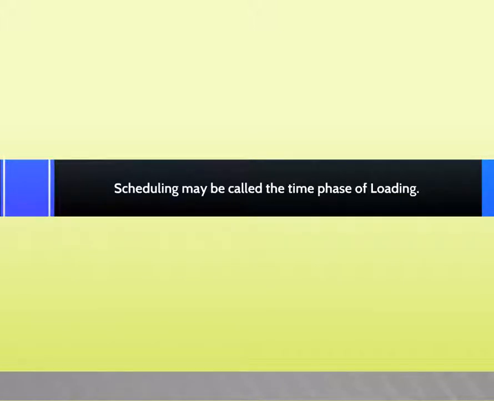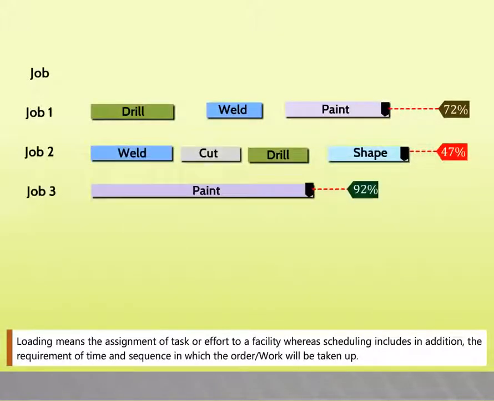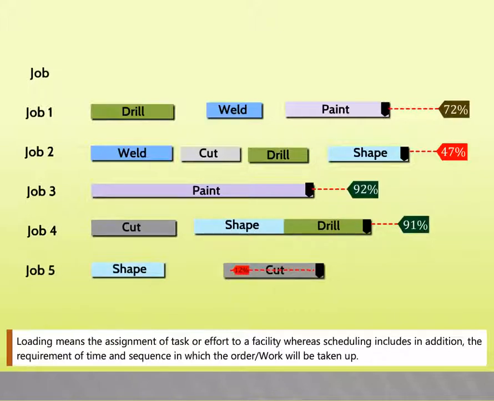Scheduling may be called the time phase of loading. Loading means the assignment of task or effort to a facility, whereas scheduling includes, in addition, the requirement of time and sequence in which the order or work will be taken up.